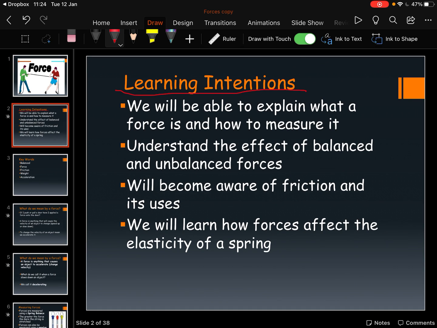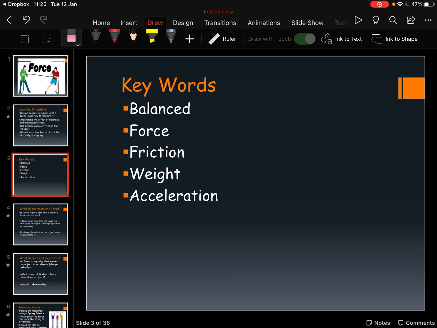You will become aware of friction and its uses, okay? So you've heard of friction burns and things like that, but what exactly is friction and what do we use it for? How do we use it? Why is it an advantage to have it? And then, of course, we will learn how forces affect the elasticity of a spring, okay? As well as a few maths calculations there.